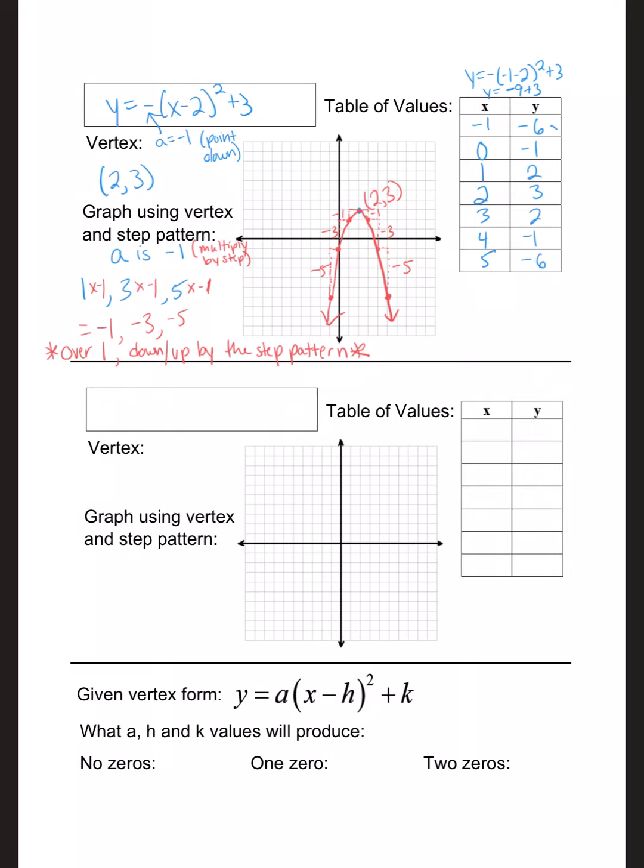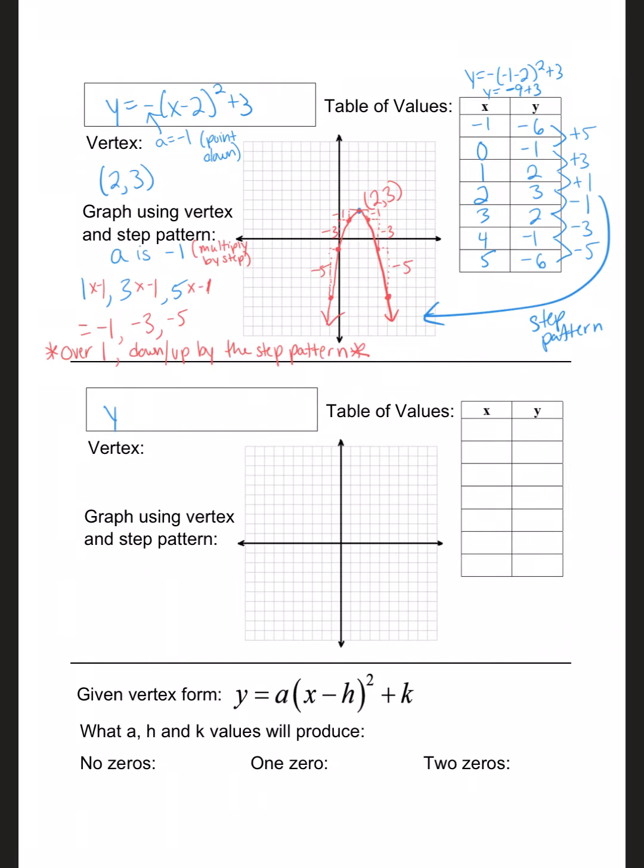And if we took a look at our first differences, we would see that we're going up 5, up 3, up 1, and then it switches at the vertex. It's going to start going down by 1, down by 3, down by 5. So again, we're able to see that that is just our step pattern in our first differences, but we don't need to use our table of values. We can just go right to our step pattern. Let's look at one more example.